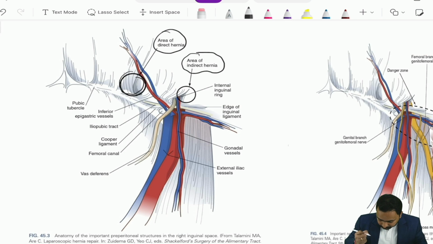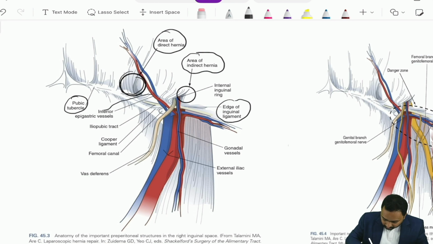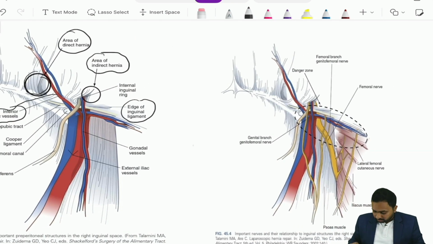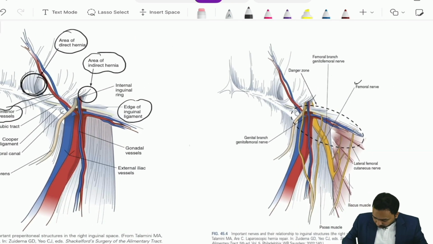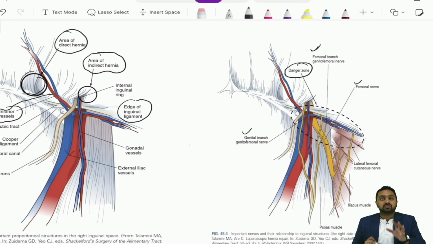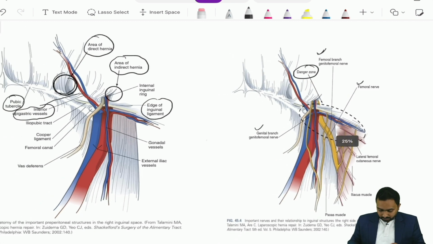So, we have the pubic tubercle over here and the edge of the inguinal ligament, and you have the inferior epigastric vessels present over here, and the various important nerves are the femoral nerve, femoral branch of the genitofemoral nerve, and genital branch of the genitofemoral nerve, and this is often referred to as the danger zone.